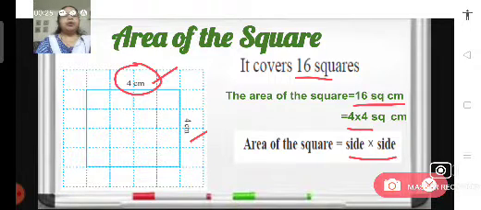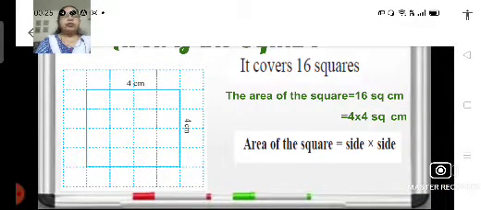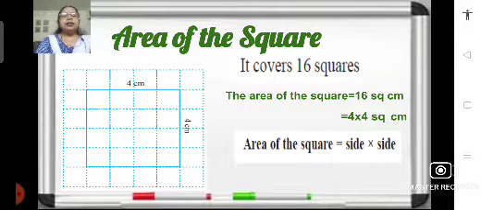Children, these two formulas, area of rectangle and area of square, are important to solve the problems, word problems and other problems which are based on finding out the area of rectangle and square. So please remember them, write them 3-4 times so that you remember the formula well.